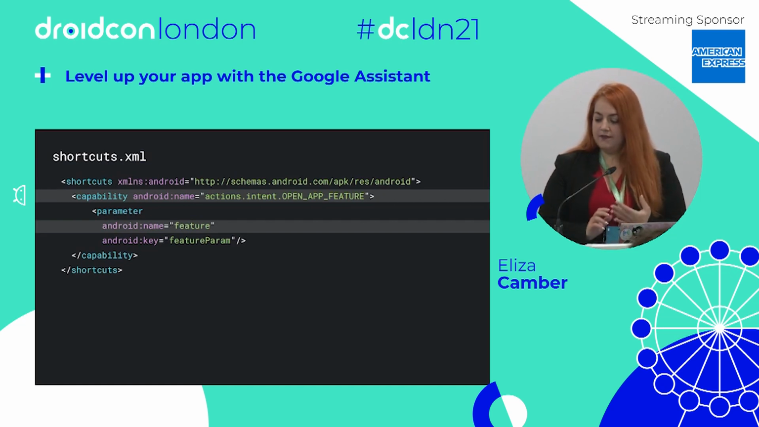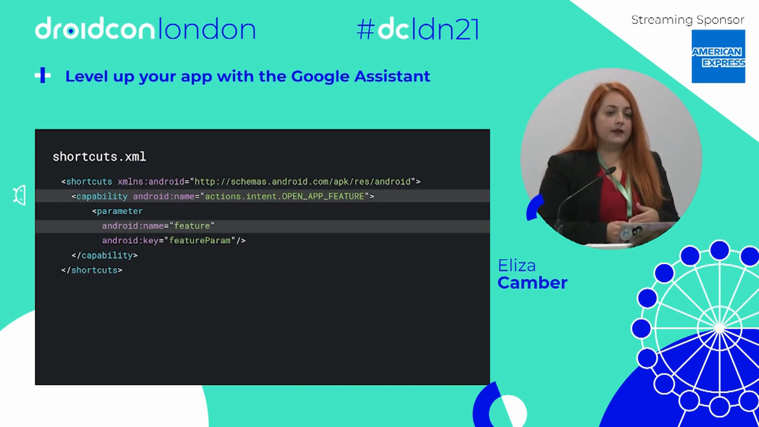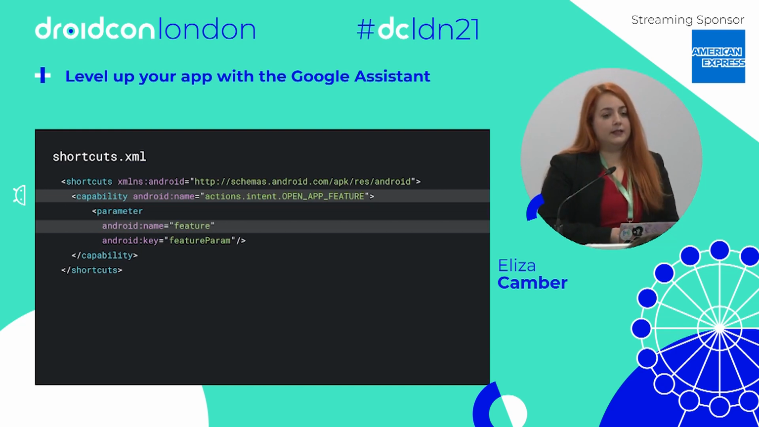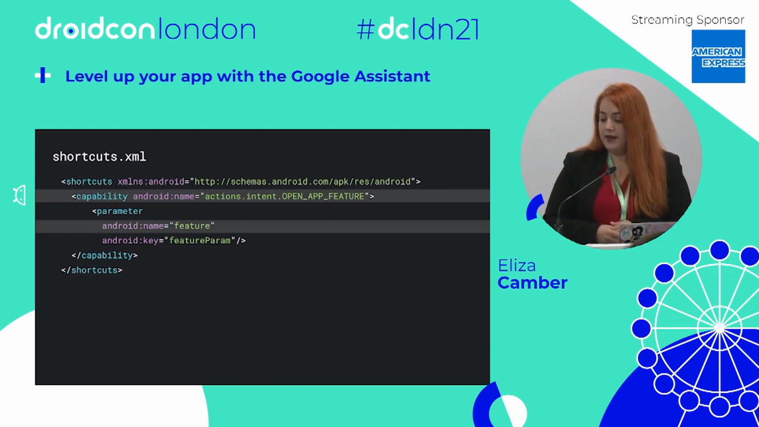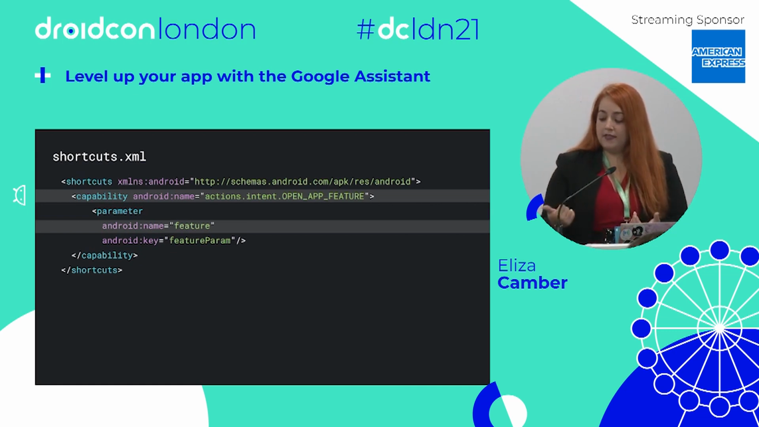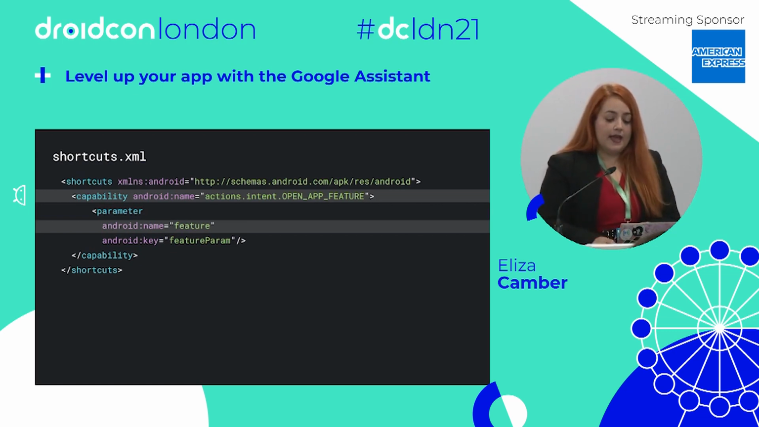First of all, we have the shortcuts tag over there, and inside there we have the capability. And the capability, as you see, has an Android name. That Android name is the built-in intent that we're going to use. Now we have the Open App Feature. And then we have the parameter. As we said, in our case it's going to be the active tasks and the completed tasks. But for the Open App Feature, it's called feature. And then we are going to link this feature to the feature param name, the key that we want.